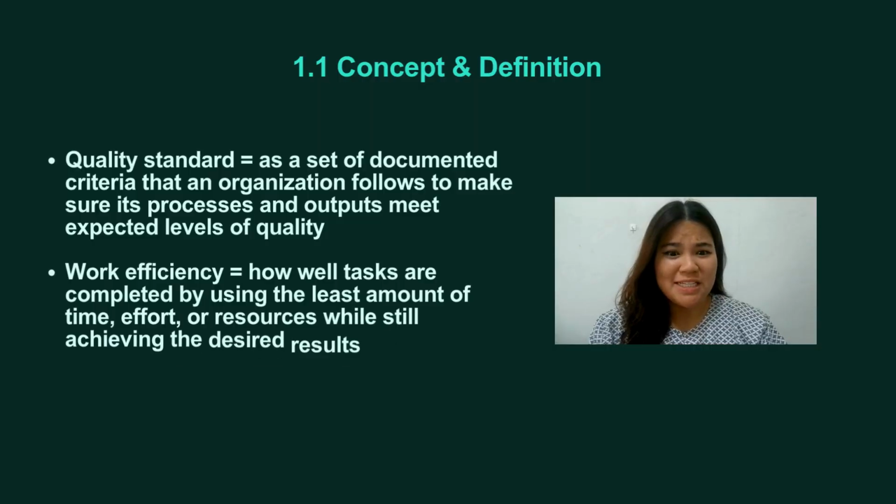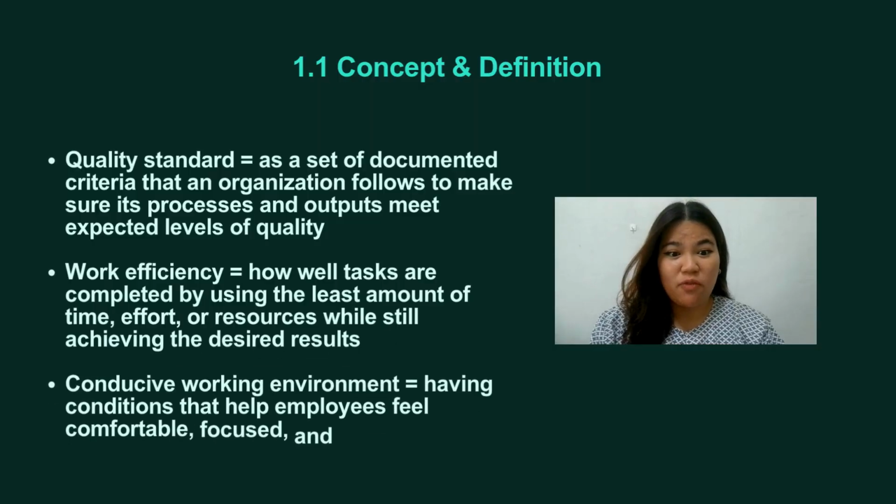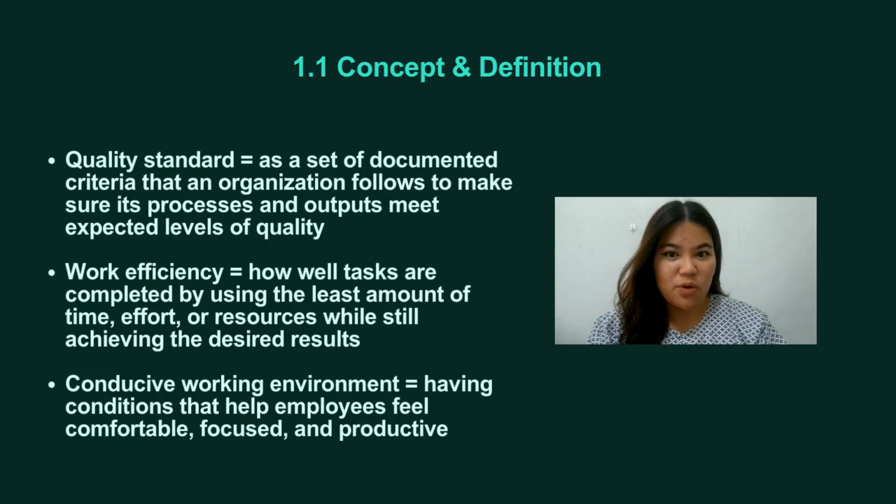As for quality standard, it means it is a set of documented criteria that an organization follows to make sure its processes and outputs meet expected levels of quality. As for work efficiency, it is how well tasks are completed by using the least amount of time, effort, or resources while still achieving the desired results. Now, as for conducive working environment, it is having conditions that help employees feel comfortable, focused, and productive.